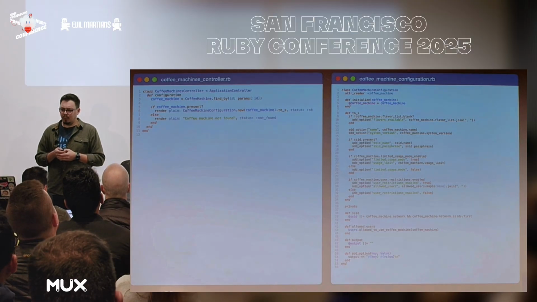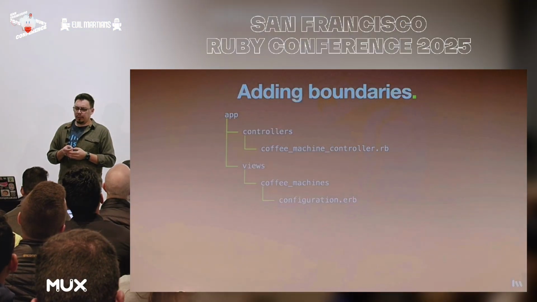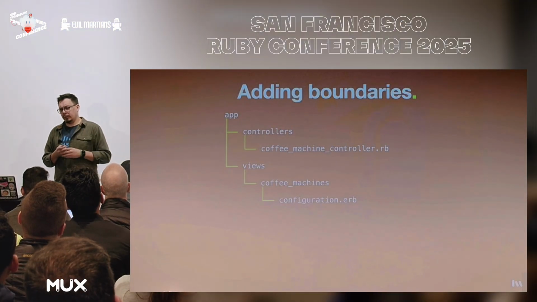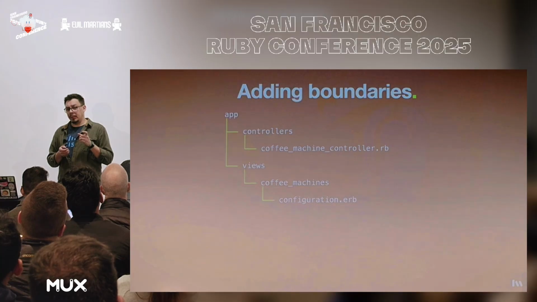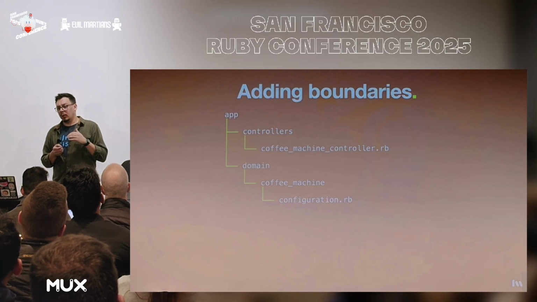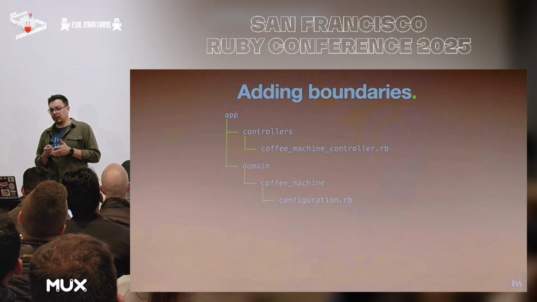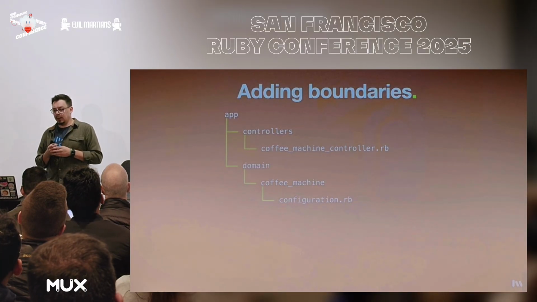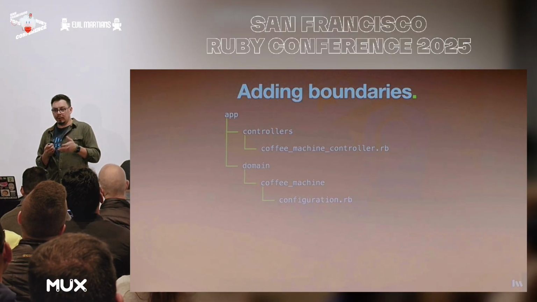All right, let's look at where this code should go. So we start with code in controllers and views, and then we replace the view with a pure Ruby object. So we can put this new CoffeeMachineConfiguration class in the domain coffee machine directory and rename it to just Configuration since it's now in the coffee machine namespace.